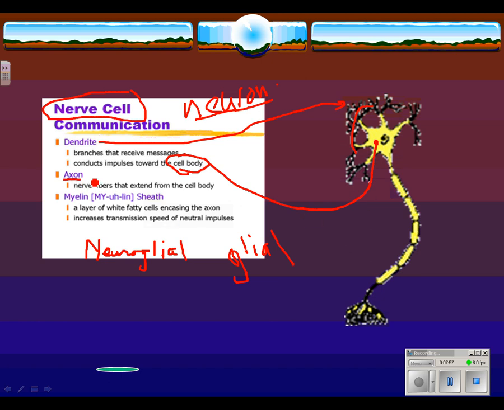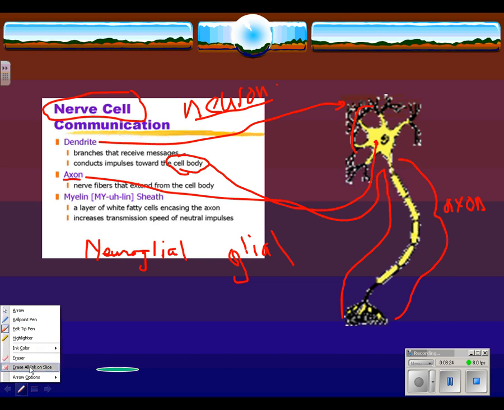The axon is this long branching structure that extends down from the cell body. Its job is primarily to transmit messages. When we talk about how a neuron transmits messages, we're going to talk in more detail about the axon. A couple other things to know.